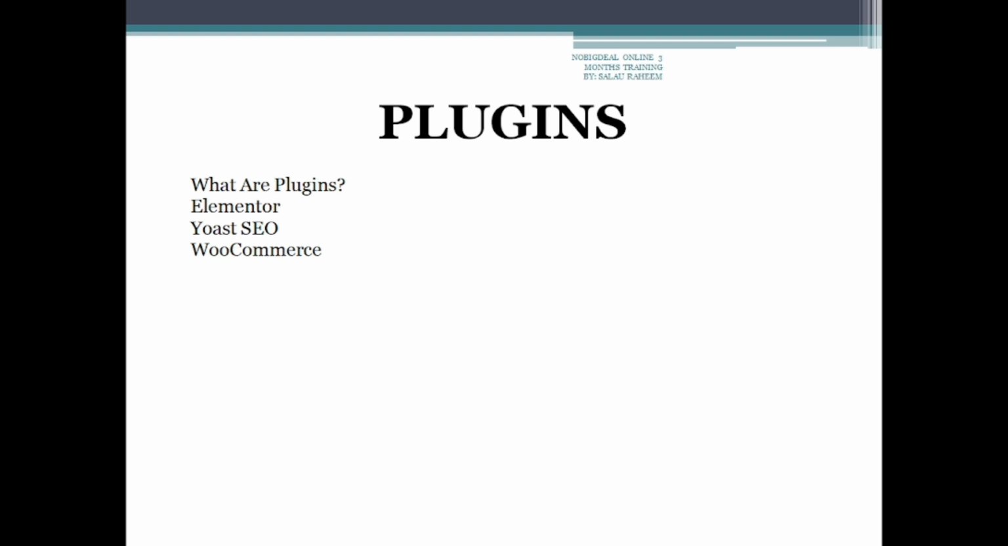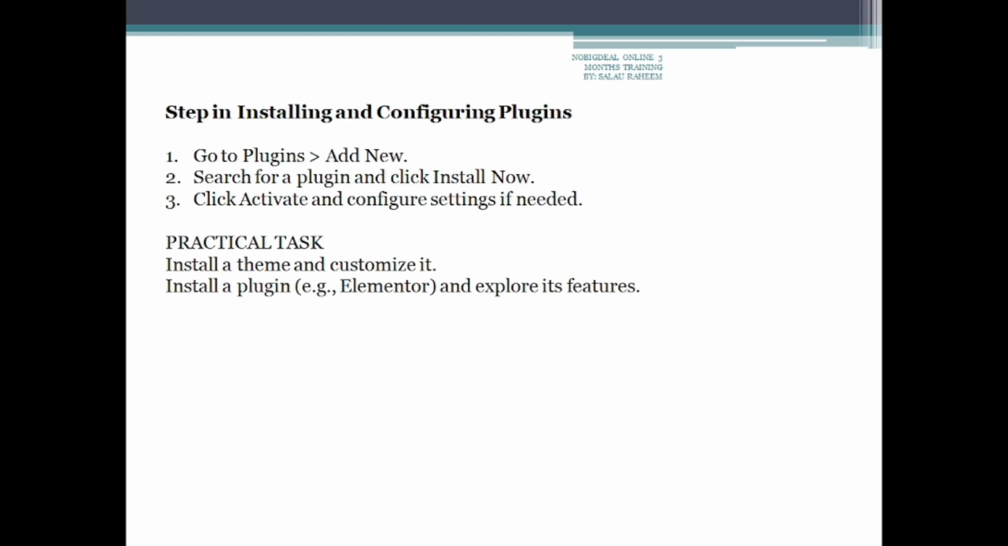So how do we install plugins? We have steps in installing and configuring plugins. This time around, you are not going to themes because you are not installing a theme. You go to plugins. In the drop down, you say add new. You search for the plugin that you are looking for and click install now. After you have installed it, you now click activate and configure settings if you need to, but you need to activate it.